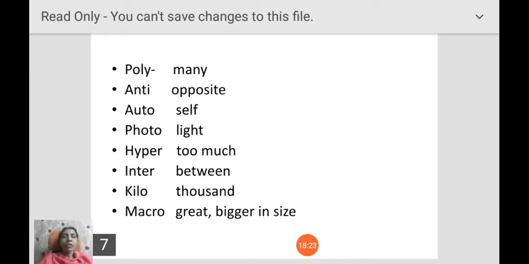The third word is automatic. Auto here means self, something that goes on by itself. In the olden days there used to be watches where every 24 hours we needed to wind them, but later all the watches became automatic. We no longer need to wind them. If you put in the cell, they keep running for nearly 4 months, 5 months, whatever it is. So that is automatic, self-driven. Let us take another example also.